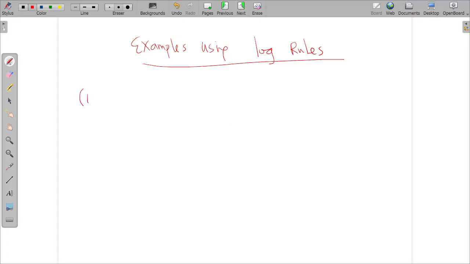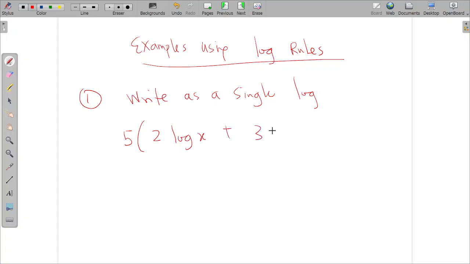Alright, so let's take the first one. The first one says write as a single logarithm: 5(2 log x + 3 log y - 2 log z). We want to write this as a single logarithm.